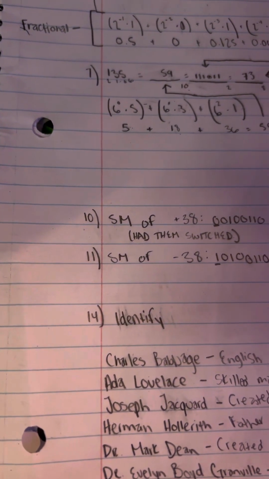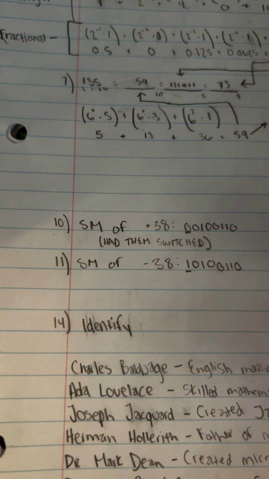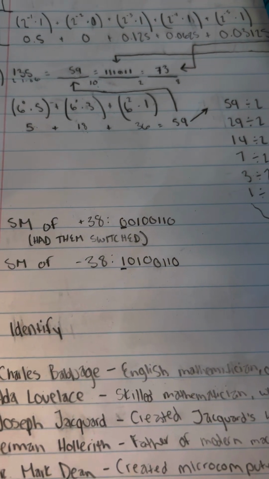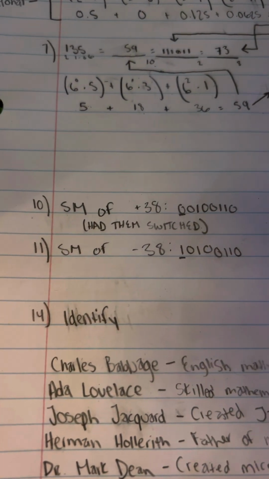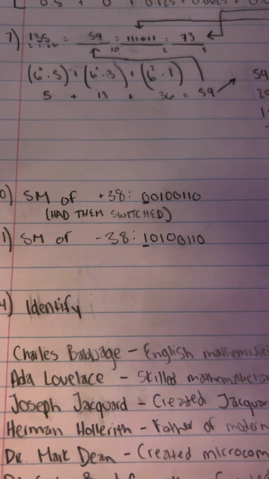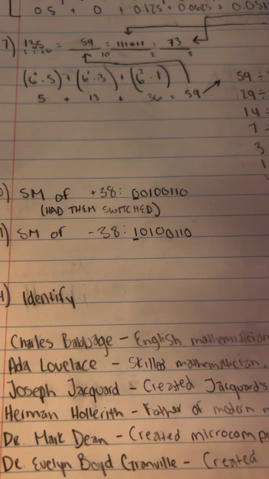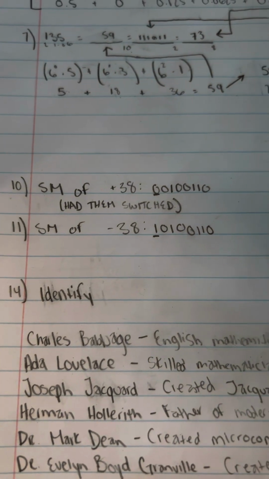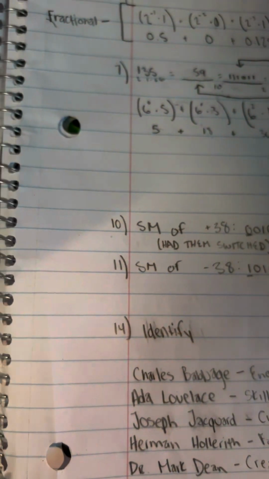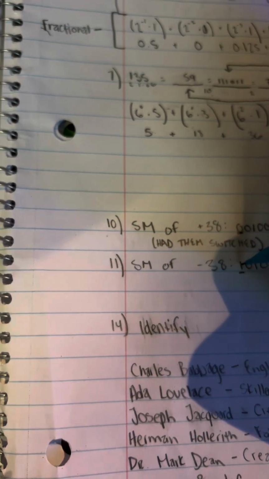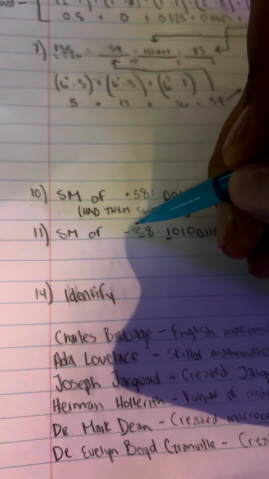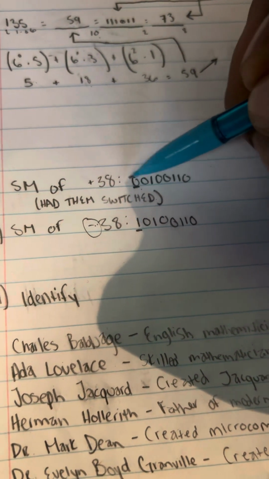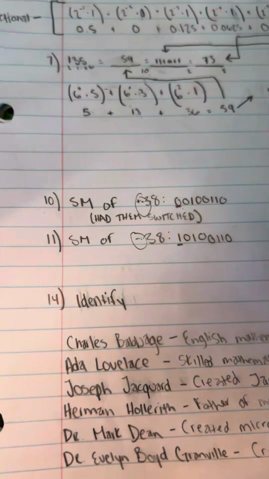Then for 10 and 11, the sign magnitude of positive 38 is 001001110. And the sign magnitude of negative 38 is 101001110. I had these switched around, but I did know, I must have forgot. Whenever the number starts with 1, it will represent negative, and vice versa with positive. Whenever it starts with 0, it will represent positive.